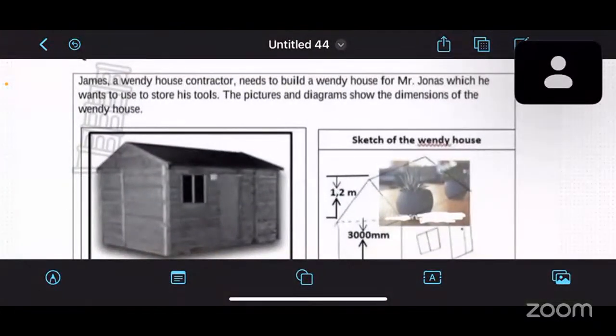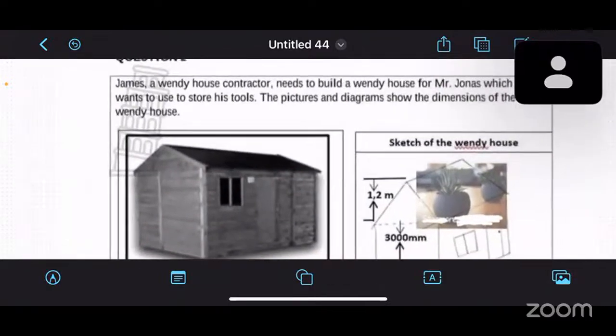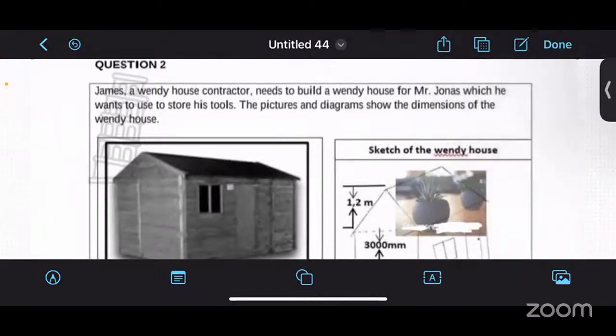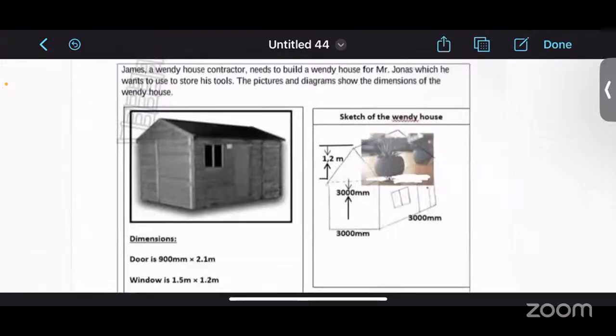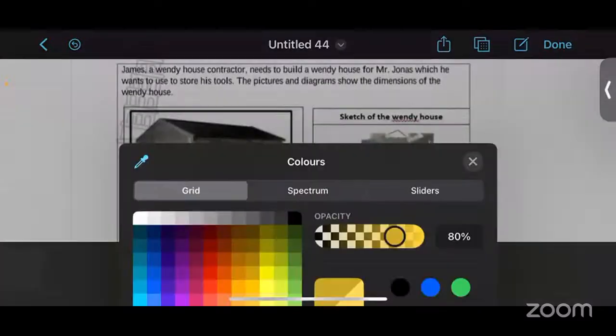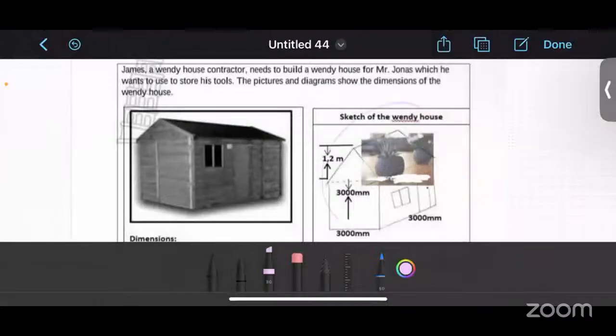James, a Wendy House contractor, needs to build a Wendy House for Mr. Jonas, which he wants to use to store his tools. They say the pictures and diagrams show the dimensions of the Wendy house. All right, and this is how the Wendy house looks. And then these are the dimensions of the Wendy house over here.